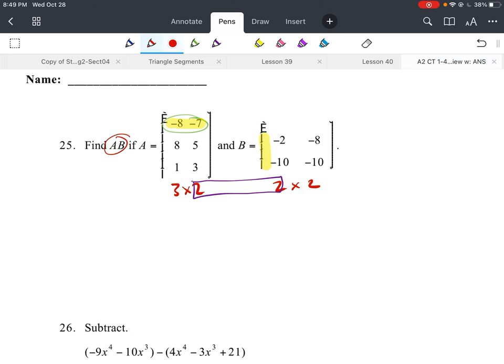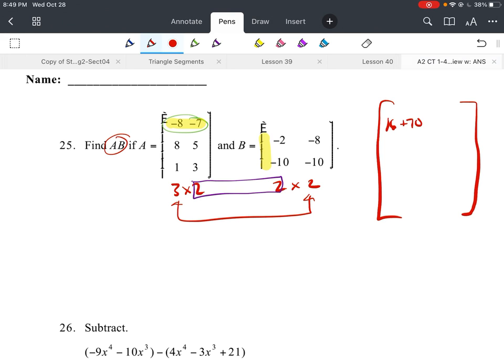What's my answer going to look like? The answer is going to be a 3 by 2. That's the outside numbers here, so that's good to know as well. So my answer's a nice 3 by 2 when we're done. All right, so negative 8 times negative 2 is 16. So it's going to be 16. Just write that down. And then negative 7 times negative 10 is positive 70. So plus 70, just like that.